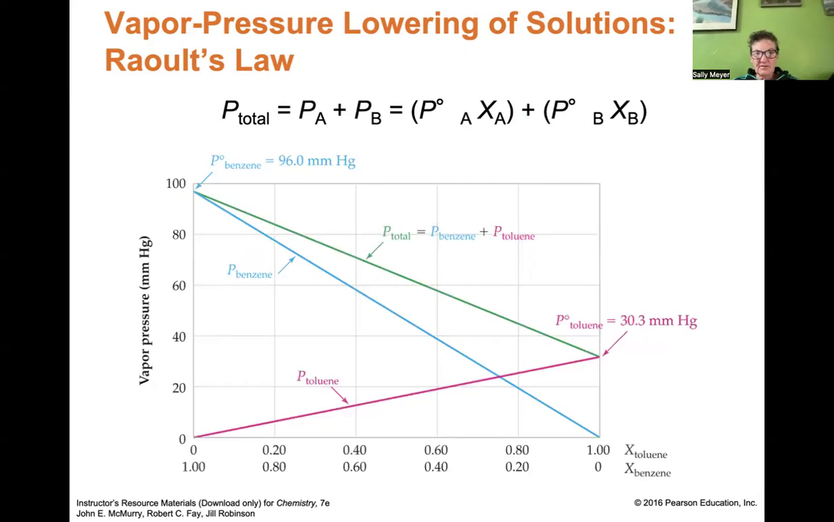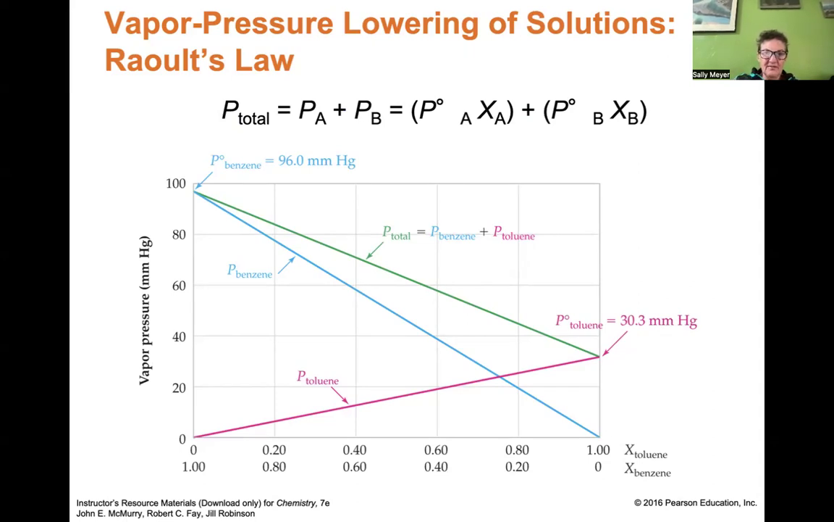Vapor pressure lowering of solutions. This is just using Raoult's law for a two-component system where both components are volatile, both go into the vapor phase. Benzene and toluene are both volatile. For the pink line, it's toluene changing pressure above as you add more benzene to the solution. So pure toluene is on the right-hand side, and as you add more benzene going from right to left, the vapor pressure of toluene decreases based on its mole fraction.